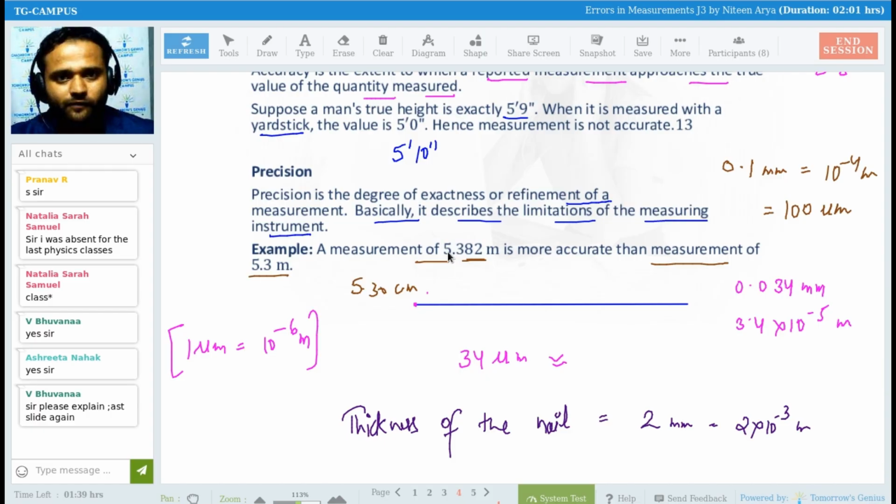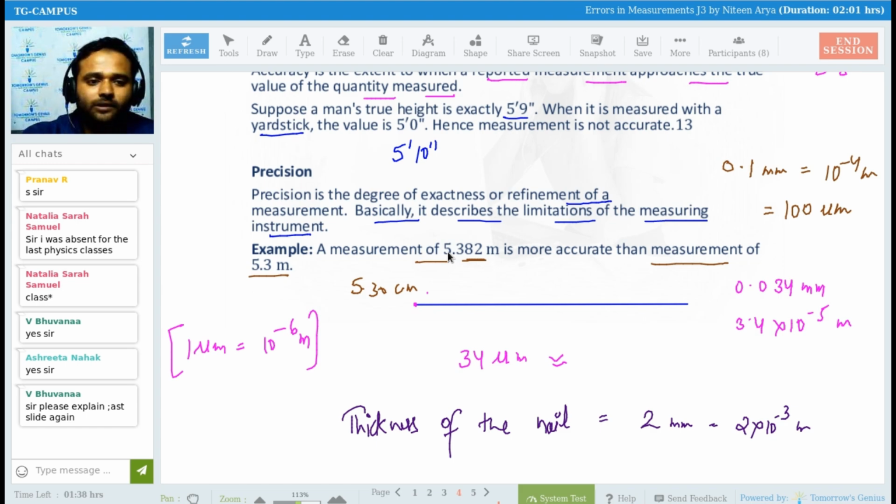If we try to observe the thickness of human hair, which is in the range of 2 micrometer, 3 micrometer, and you try to observe that with a vernier caliper or a centimeter scale, that instrument is not precise enough. Is this clear now? So precision is the exactness or refinement of a measurement, and it depends on the measuring instrument, as clearly mentioned here. It describes the limitation of the measuring instrument.